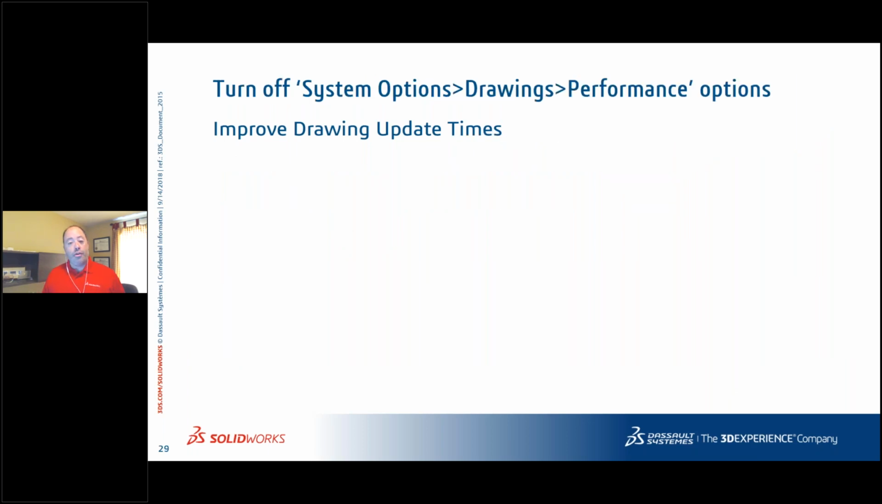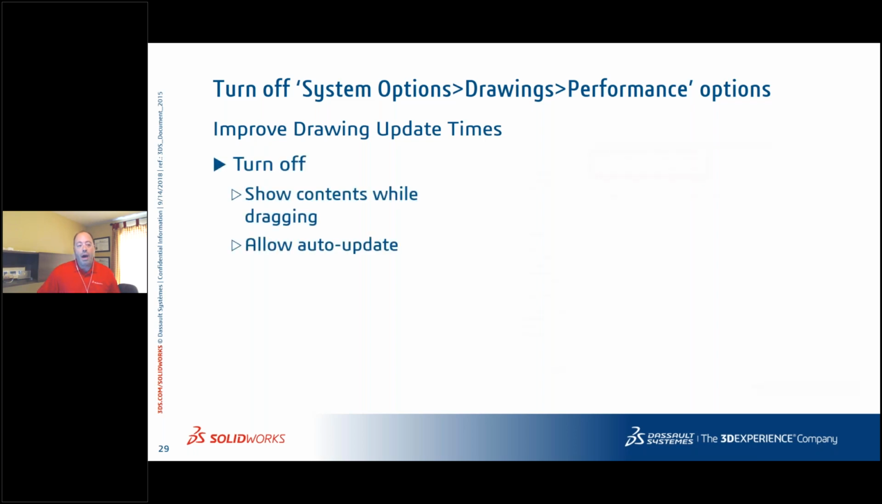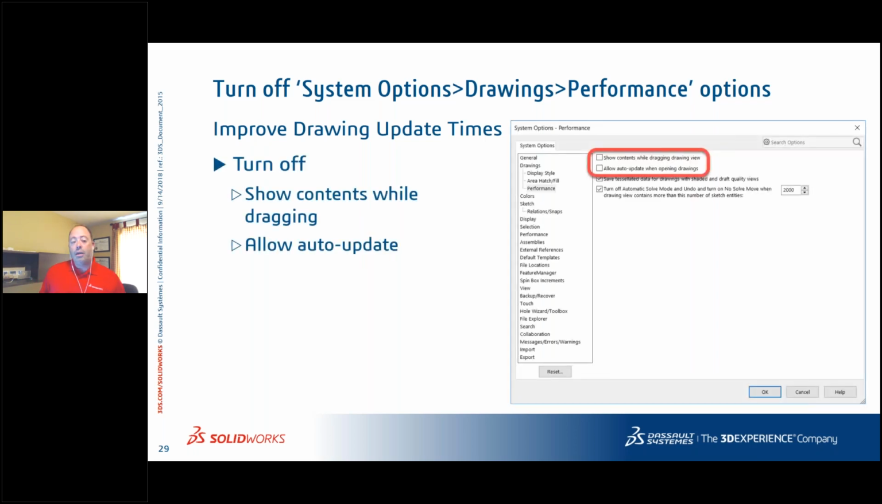Also, there are a few options you want to take a look at. So for example, when you look into the system options, drawings performance, the top two options are really going to help you work inside of drawings. So disable the contents while dragging a view, and also disable the auto update when you're opening a drawing. Just getting faster response from the system when you're working inside those drawings.